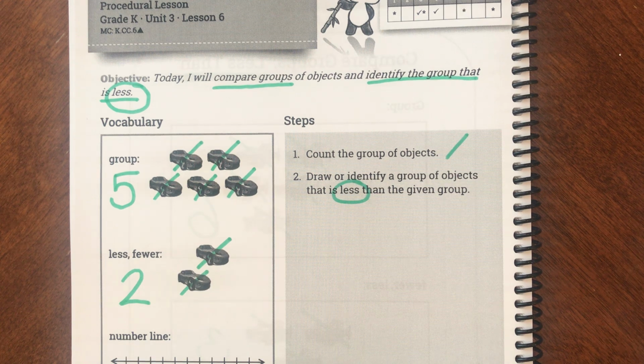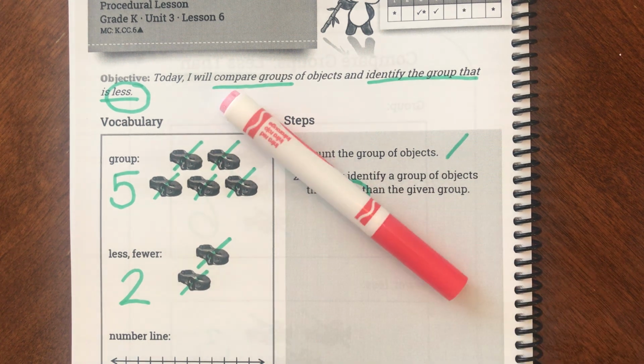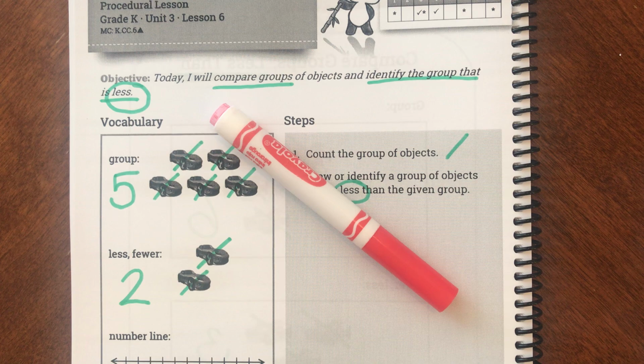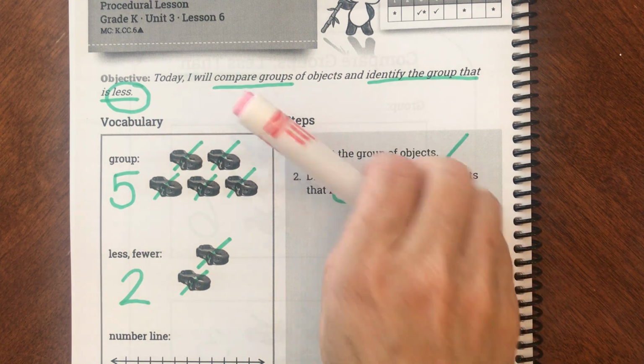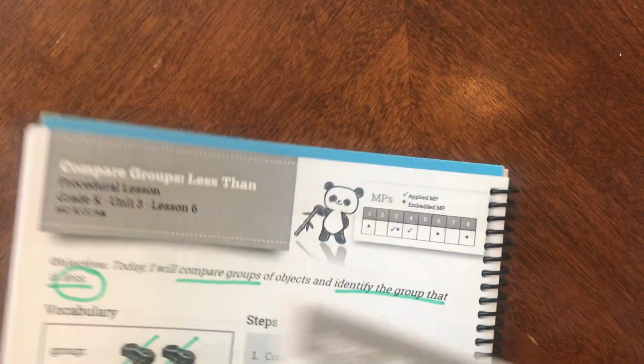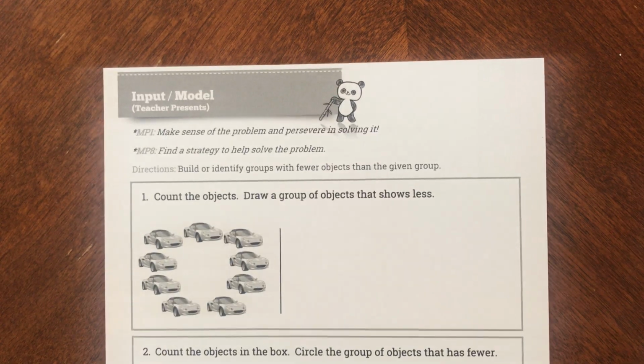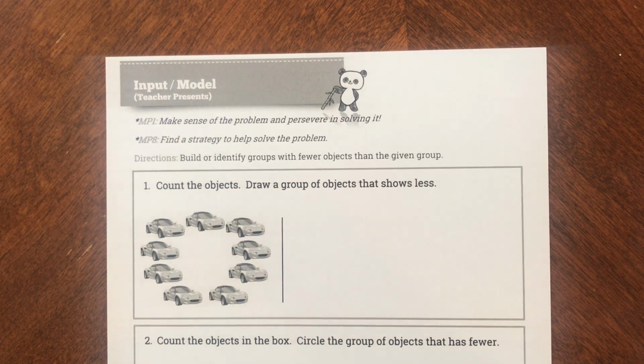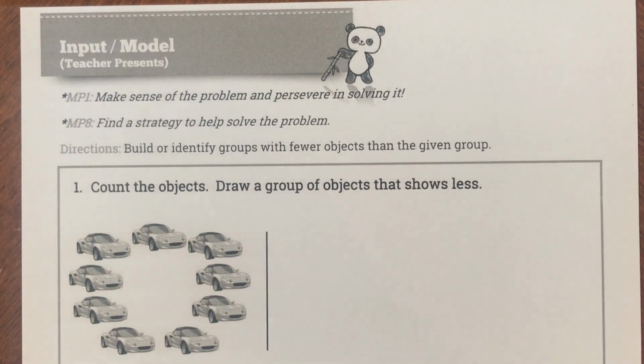Okay, I'm going to show you, boys and girls, what this looks like. So I grabbed my red pen. So remember, when I have my red pen, that means you put your pencil down and you're just going to watch me for a moment. So here's my first problem. I'm going to make my screen a little larger.